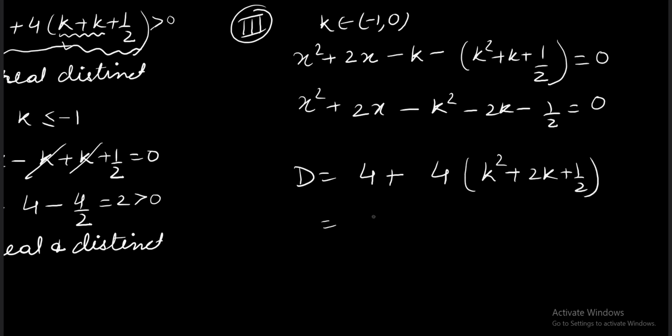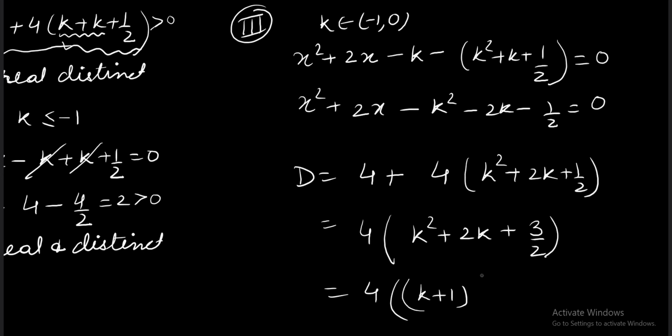Let us check what we are getting. So 4 I have taken common. This is k square plus 2k and plus 3 by 2. Correct? This is how we can write it. Or I can write it as (k plus 1) whole square and plus 1 by 2. You can see that because k plus 1 is positive, that is the reason I can write this quantity as greater than 0. It won't take the value equal to 0. It will always be greater than 0.